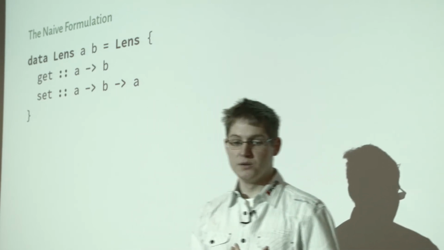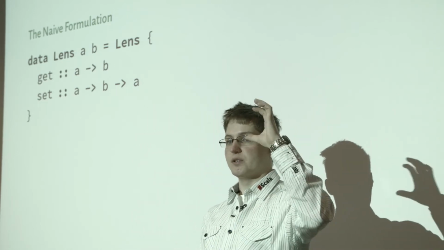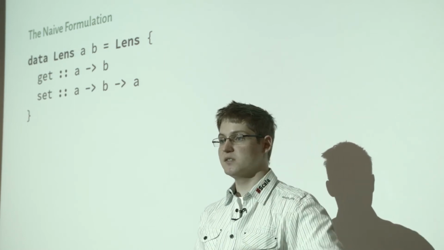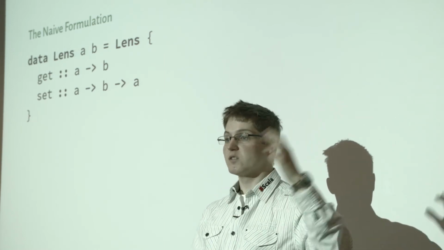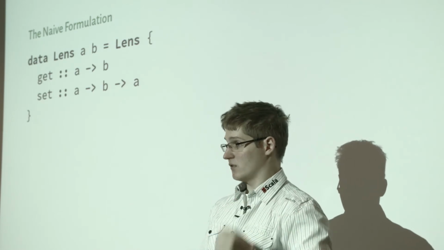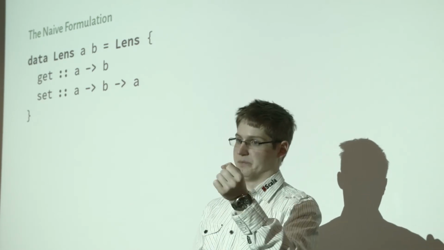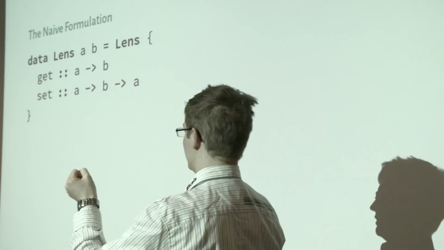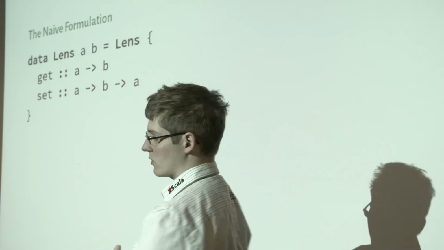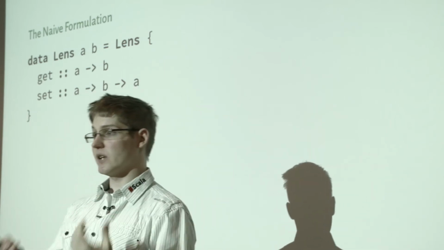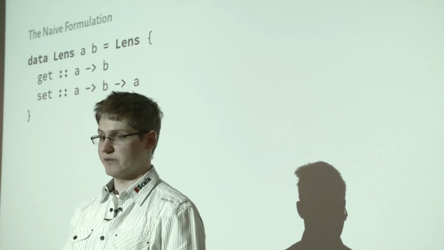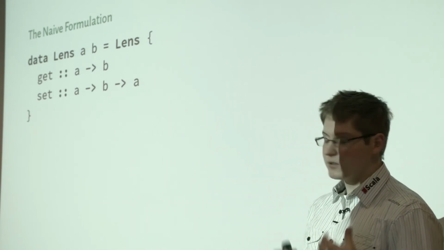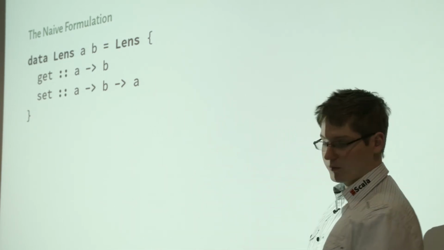For example, you can compose them. So if you have a lens for a department inside a company, and you have a lens for a person inside a department, you can merge these together and get a lens which gives you the person in a company. As an exercise, you could think a little about how you would write the compose function. The type would look a lot like the dot operator in Haskell, like function composition. But this formulation already gets you really far.